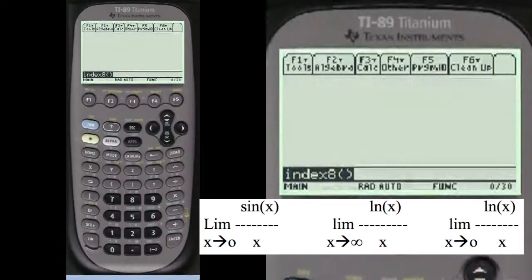In this video I'm going to show you how to do limits at infinity or zero, where we might have to use L'Hopital's rule.